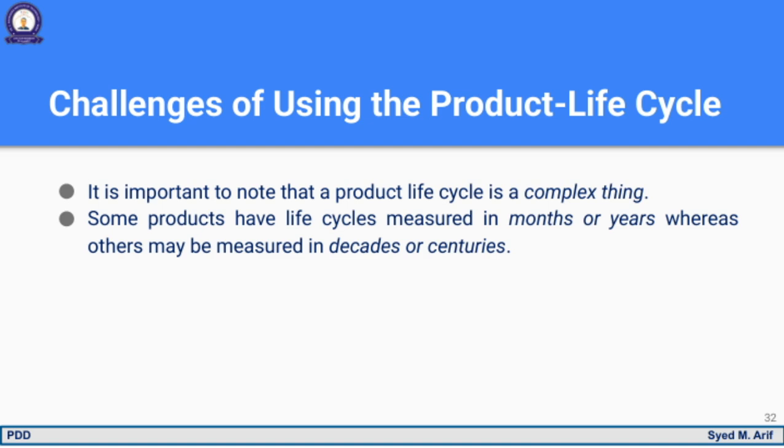When we think about the challenges of using the product life cycle, it's key to understand that each product's journey is unique. Factors like market demand, technology changes, and competitive pressures all influence how long a product stays relevant. Recognizing these differences helps us better plan and adapt our strategies accordingly. Ultimately, understanding these complexities is crucial for making informed decisions and sustaining success over time.